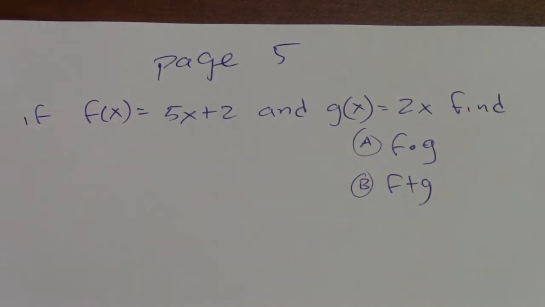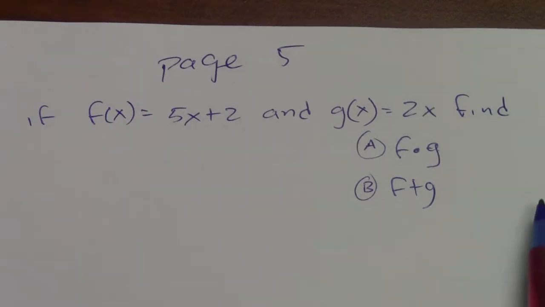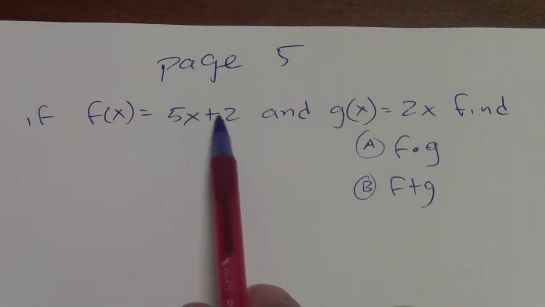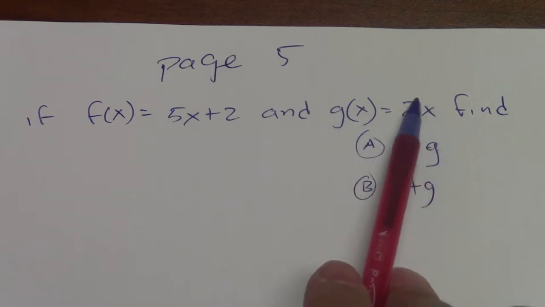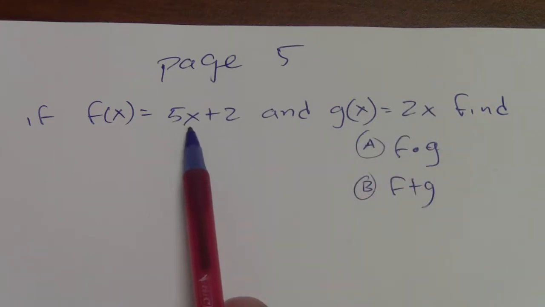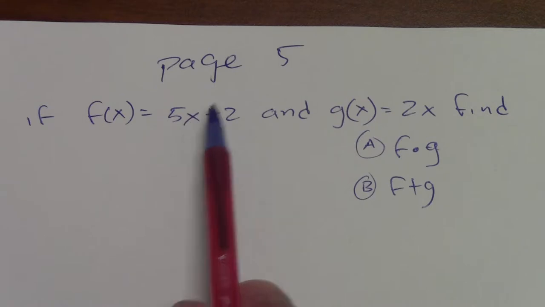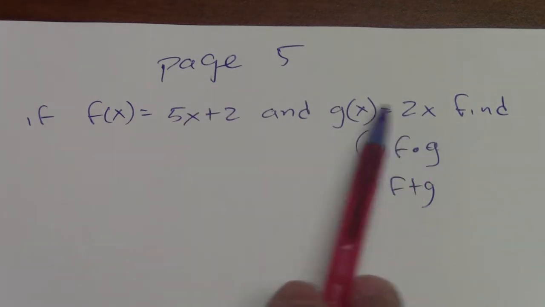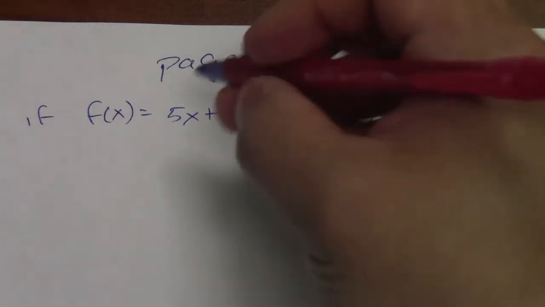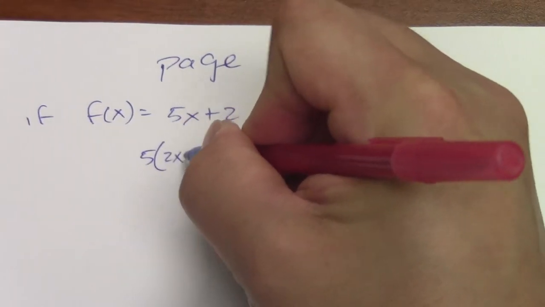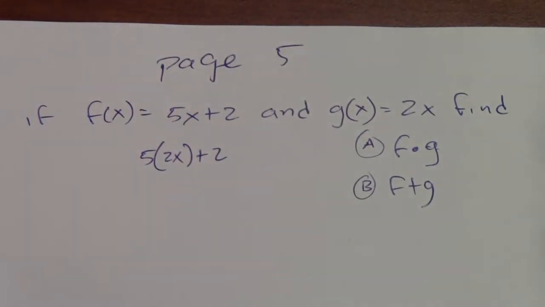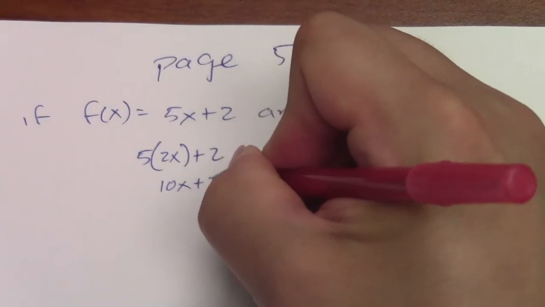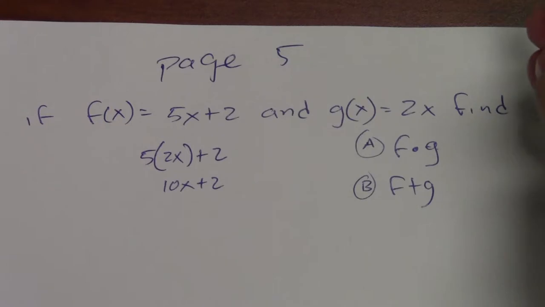All right, so let's do A first. F times g. This is f, this is g right here. All right, so all I have to do is everywhere there's an x for the first one, f times g, this is what I'm looking at, just the x values. So wherever there's an x equals 2x, I'm just going to plug a 2x in there for this one. So 5 times 2x plus 2. All right, so 10x plus 2, and that's all I'm looking for.